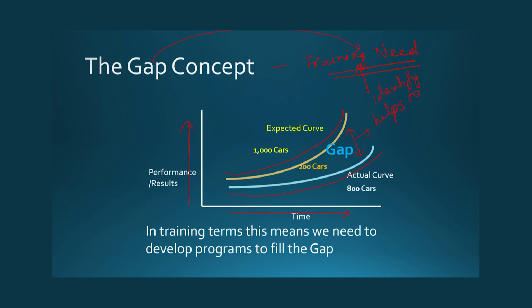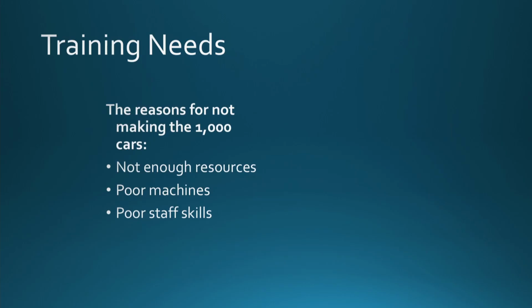An example: if the expected outcome was 1000 cars and the actual cars made were 800, the gap is 200. Now the point to deliberate upon is why this gap occurred. There can be reasons for it. The organization may not have had enough resources. If that is the reason, then there is no requirement for training. The organization has poor machines, then also there is no requirement for training. They need to change the machines.